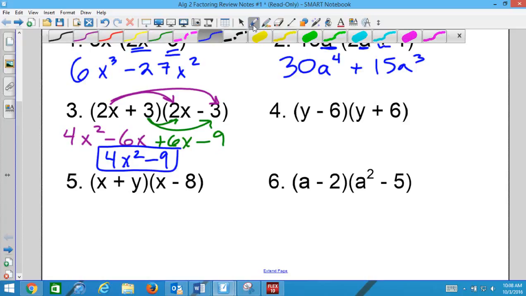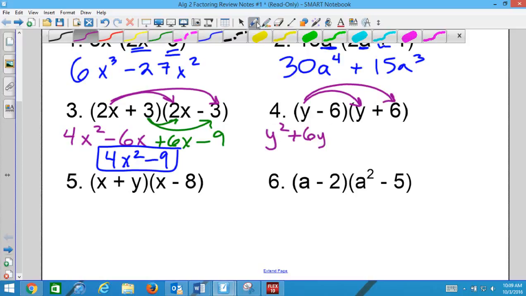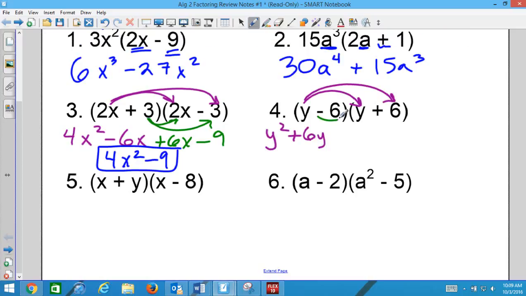Number 4, same thing, 2 terms and 2 terms. So we're going to distribute y. Distribute y times y. That is how many y's? Y times y is y squared. And then we have y times 6, plus 6y. Then we distribute minus 6 times y. Minus 6y. Minus 6 times 6. Negative 36.